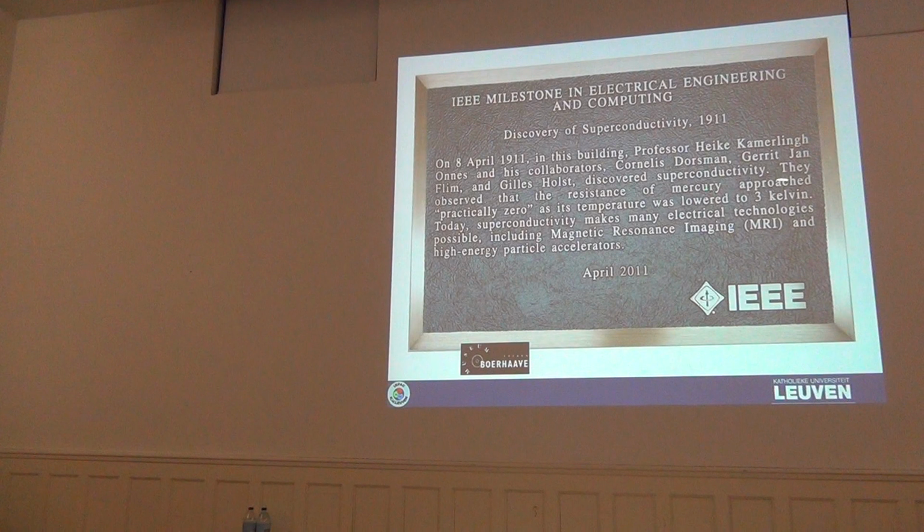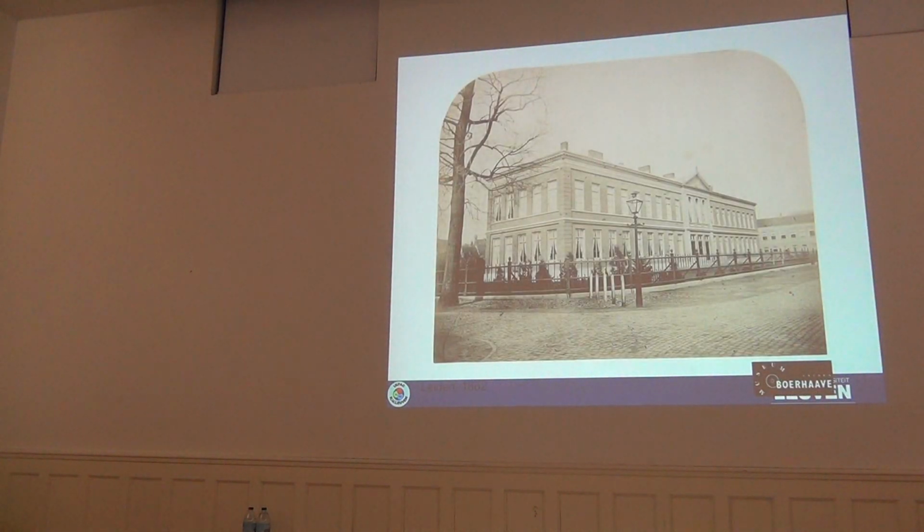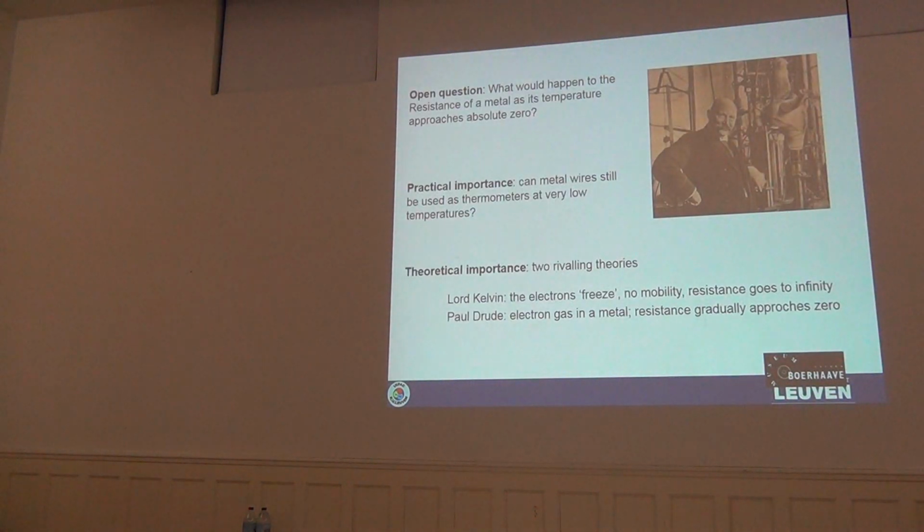So they observed that the resistance of mercury approached practically zero as its temperature was lowered to 3 Kelvin. Today, superconductivity makes many electrical technologies possible, including magnetic resonance imaging, MRI, and high-energy particle acceleration. So, biggest applications are mentioned here, but first back to the discovery itself. So, like many other great discoveries, this discovery was purely accidental. So this is the building where this discovery was made in Leiden. So quite old photo. And this is Kamerlingh-Onnes himself.